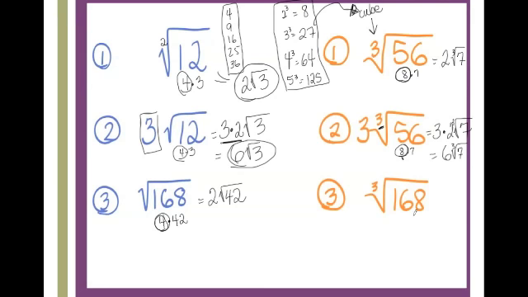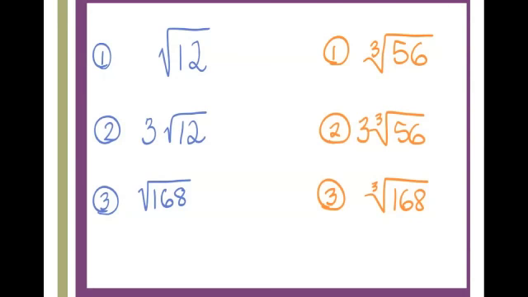Now 168 is a little different. 8 will divide into it 21 times, and 21 is 3 times 7, and neither one of those are perfect cubes. So again, 8 is my perfect cube. 2 cubed is 8, so that's why the 2 goes on the outside, and 21 is left on the inside.